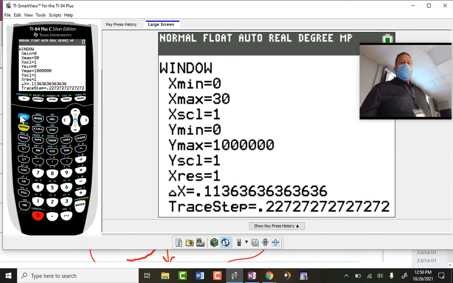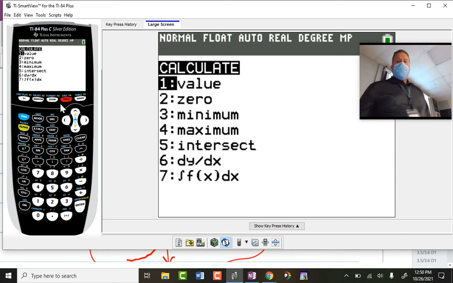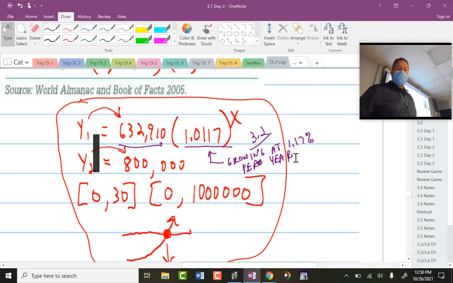And then what you do on that next is hit second and then intersect after you put them in Y1, Y2. So without showing you all that we've done earlier, that is a good description of what you do on that to get your answer.